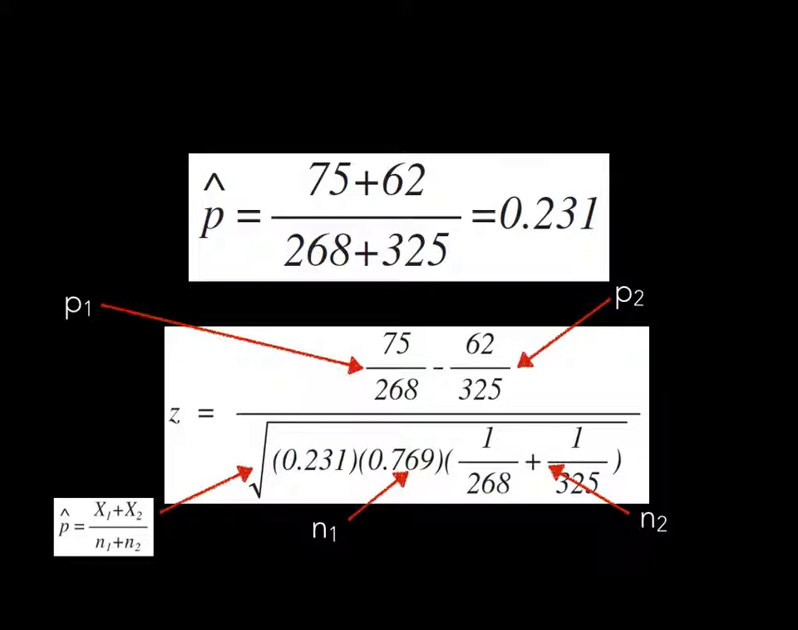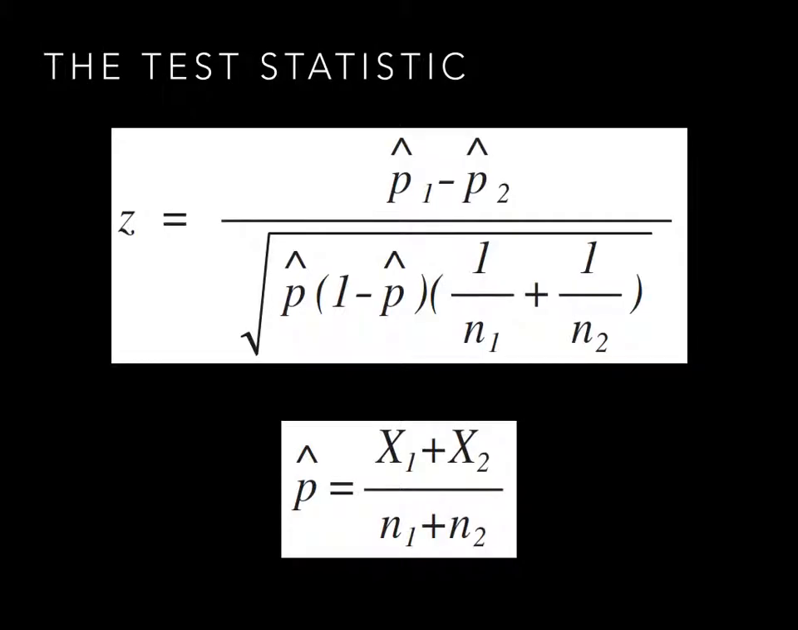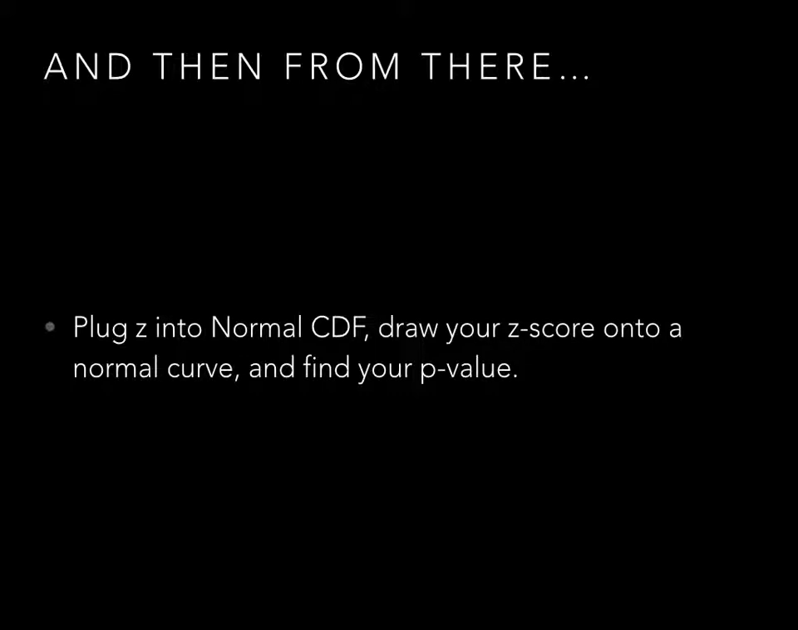You see where everything fits in. If we click back here, you can see n1 is our sample size again. Our p1 and p2 are the sample proportions we gathered about the boys and the girls. And the p hat down at the bottom is just the number of successes of the boys plus the number of successes of the girls, all divided by the sample size of the boys plus the sample size of the girls. From there, we can plug our z into a normal CDF. We can draw our z-score on a normal curve and use that to find our p-value. So wherever the z-score lands is our p-value.